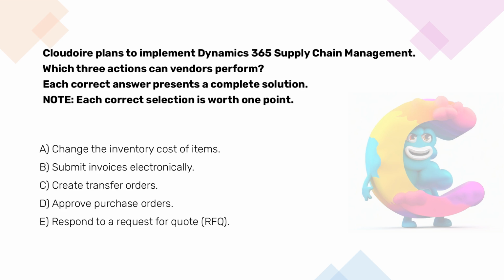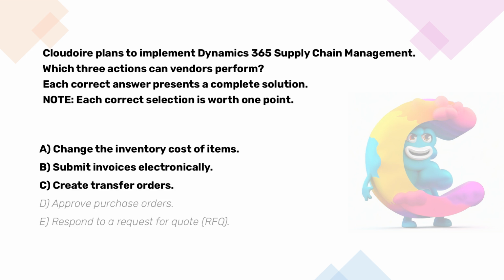We plan to implement Dynamics 365 Supply Chain Management. Which three actions can vendors perform? A. Change the inventory cost of items. B. Submit invoices electronically. C. Create transfer orders. D. Approve purchase orders. E. Respond to a request for quote, RFQ. Okay, now pause the video here, have a bit of think and then continue when you are ready.